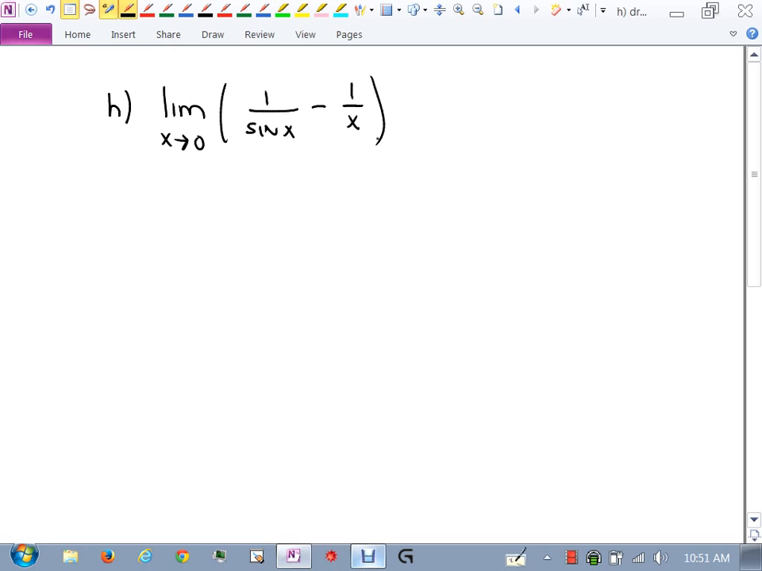What's happening here? Fixed over 0 is going to be infinite. Fixed over infinity is 0, but fixed over 0 is infinite.